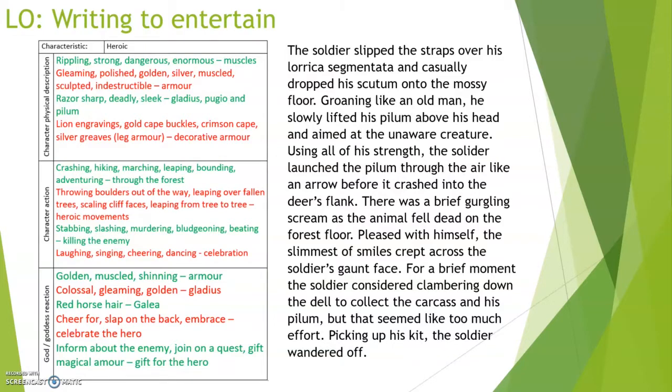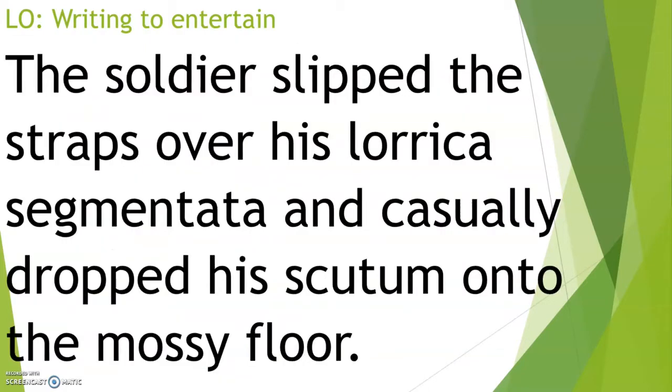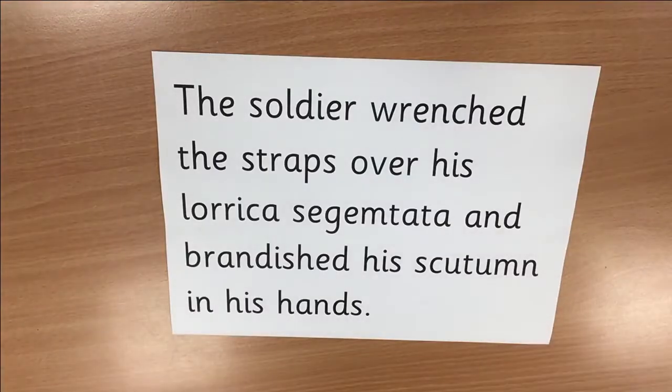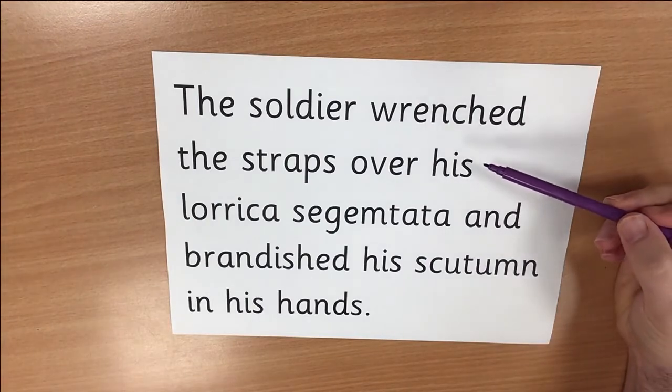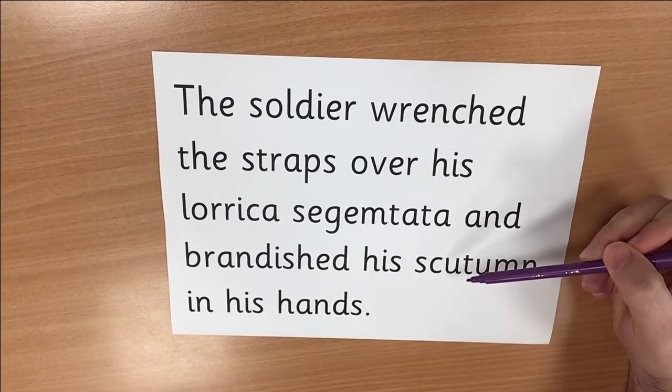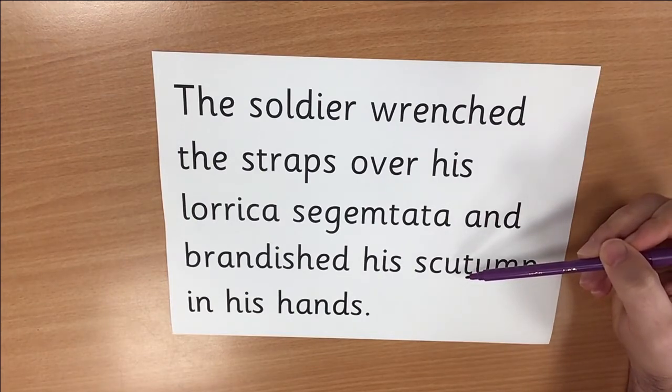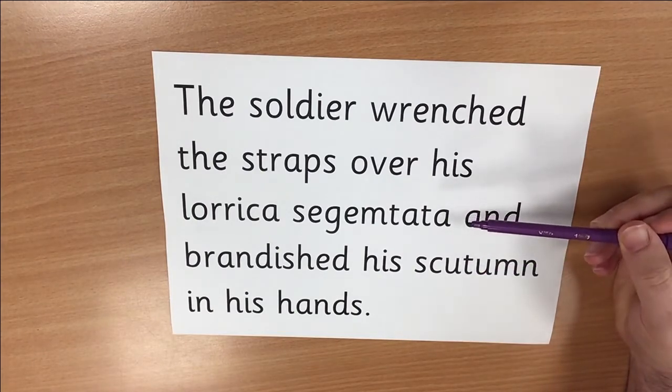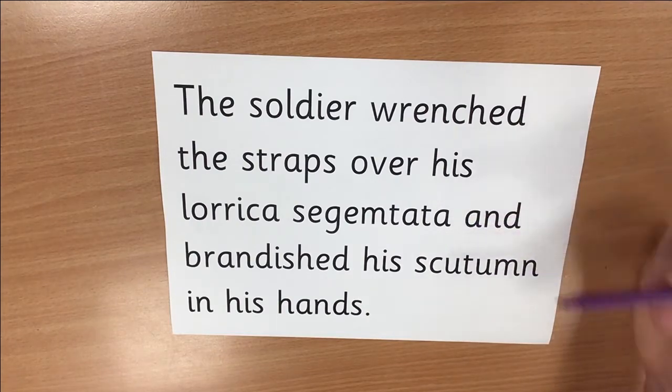Okay, so let's look at the first sentence. The soldier slipped the straps over his lorica segmentata and casually dropped his scutum onto the mossy floor. The soldier wrenched the straps over his lorica segmentata and brandished his scutum in his hands. So obviously this is almost the same. We're still talking about him having his lorica segmentata and then he's putting the straps over that to do something with his scutum. In the first one he's putting it on the ground because he doesn't want to carry it, and in this one he's brandishing it in his hand because he's about to attack the enemy.